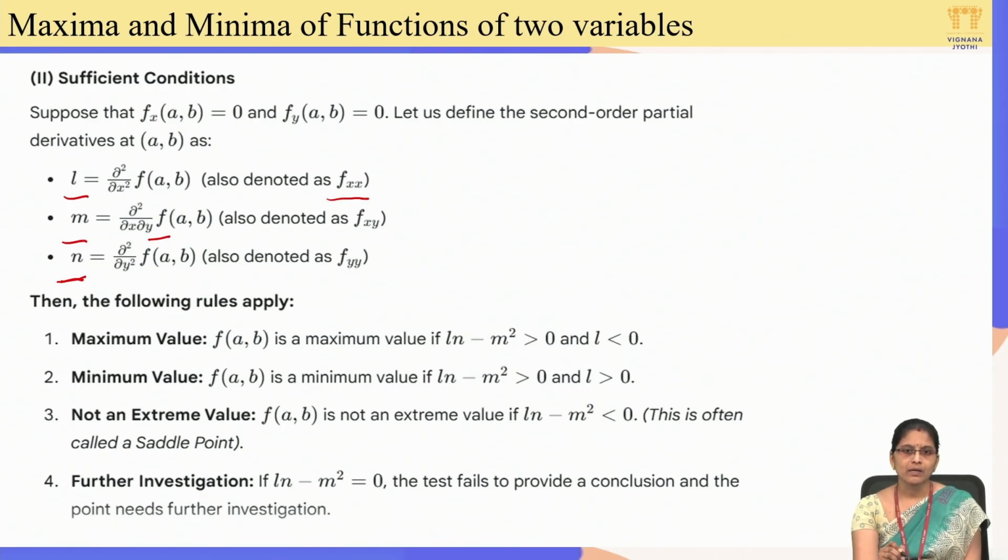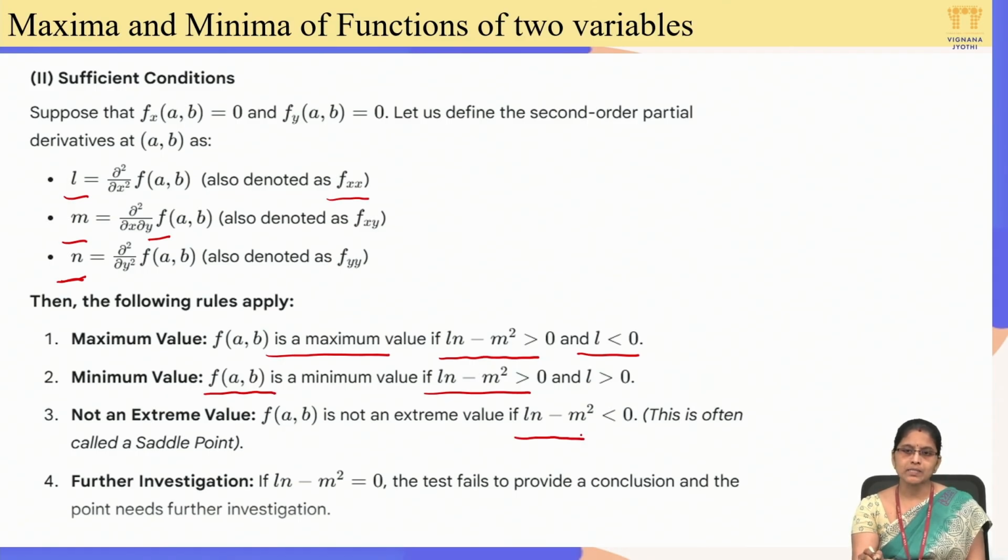Next, here are some rules that we have to apply to get the maximum and minimum. If LN minus M square is greater than 0 and the L value is less than 0, then the function at the point (a, b) has a maximum value. If LN minus M square is greater than 0 and the L value is greater than 0, the function at (a, b) has a minimum value.